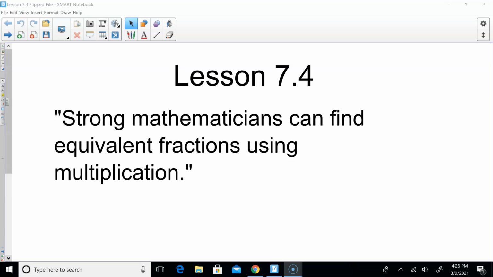Welcome, class, to Lesson 7-4. Today, strong mathematicians can find equivalent fractions using multiplication. Take out your notebook and your pencil, write down today's date and the name of the lesson, and let's dive right in.